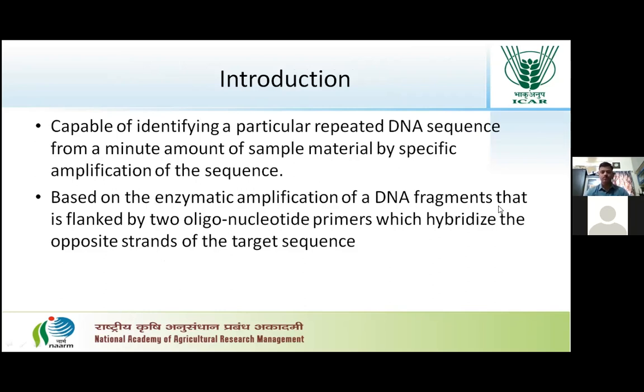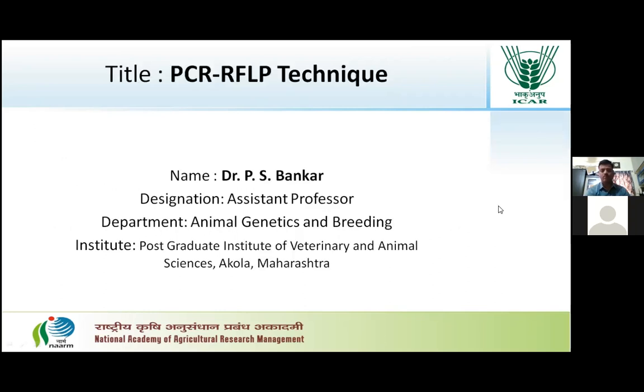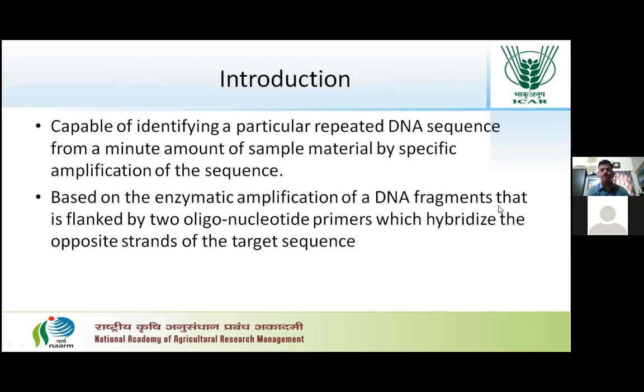So this PCR RFLP technique, we are going to discuss about this technique. This PCR RFLP is capable of identifying a particular repeated DNA sequence from a minute amount of the sample material by a specific amplification of the sequence, based on the enzymatic amplification of this particular DNA fragment, which is flanked by two oligonucleotide primers, which hybridize to the opposite strands of the target sequence.